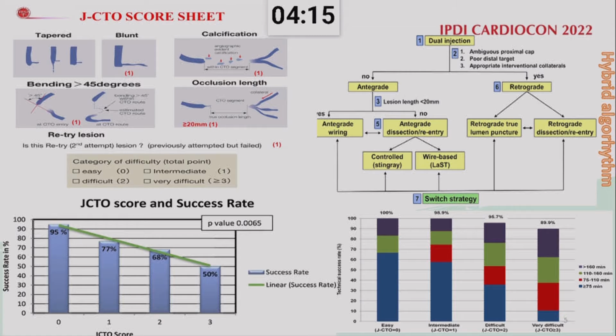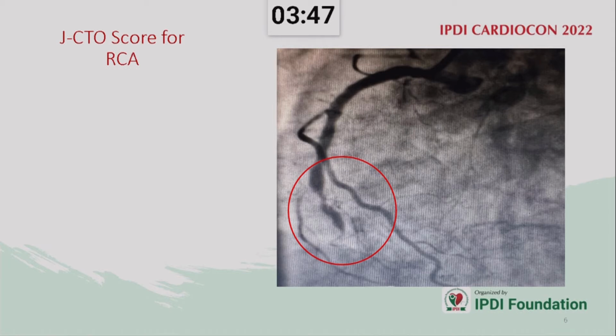For planning of any CTO procedure, angiographic scoring is very important. The most widely used is the J-CTO score, which considers 5 parameters, each allotted 1 point. As the score rises, the success rate declines, and at the same time the wire crossing time also increases. We also considered the distal vessel target and interventional collaterals as part of the hybrid algorithm.